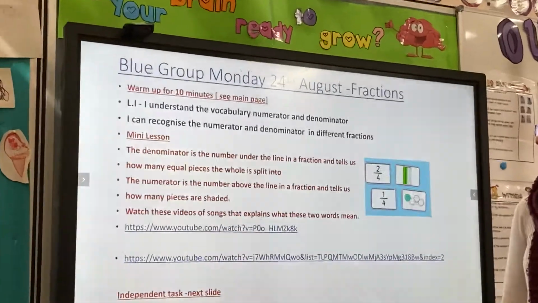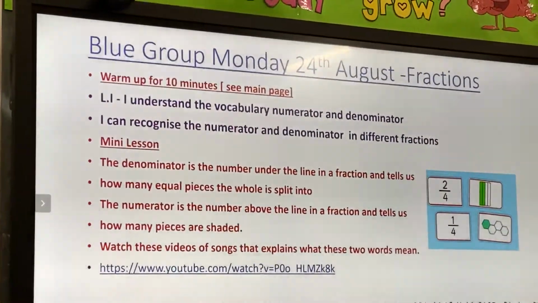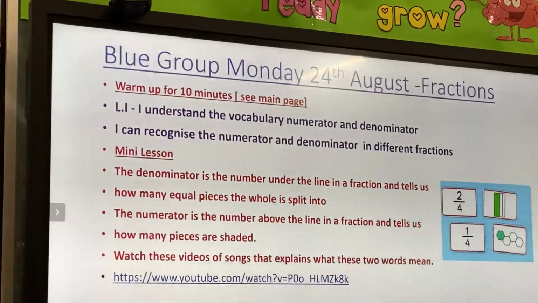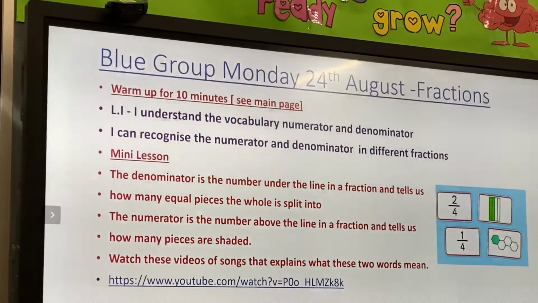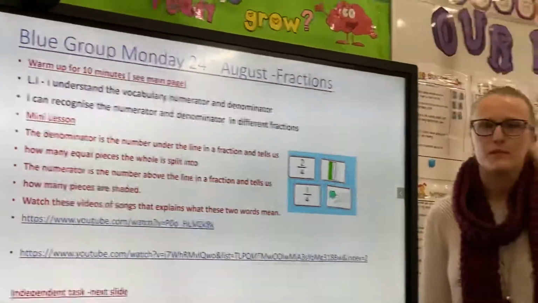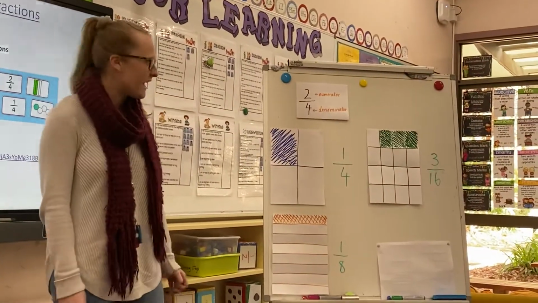Today we are learning to understand the vocabulary numerator and denominator in our fractions. To be successful today, you should be able to recognise the numerator and the denominator in different fractions. So we're going to talk a little bit about the numerator and the denominator right now.